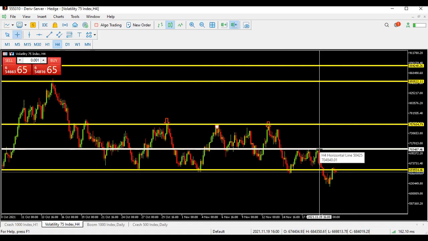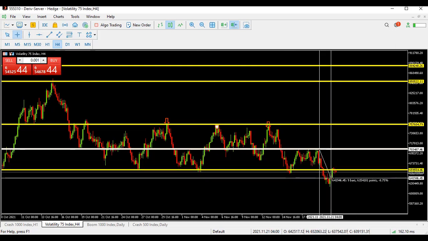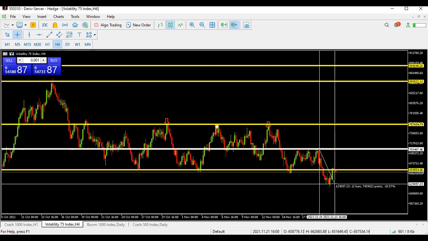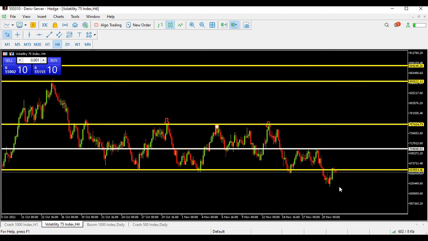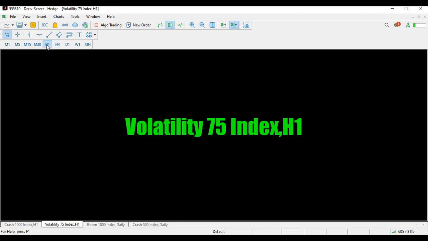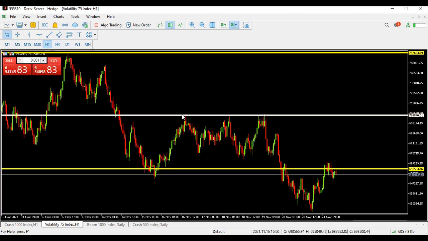On Friday, price got here. Look at what price has done. It has dropped about 10%. Look at the price has dropped about 10%. So these places are key turning points. So what you are going to be doing is, once you identify these key turning points, ensure that as price gets to this point, at that time, you can come back to a lower time frame, like 1 hour now.